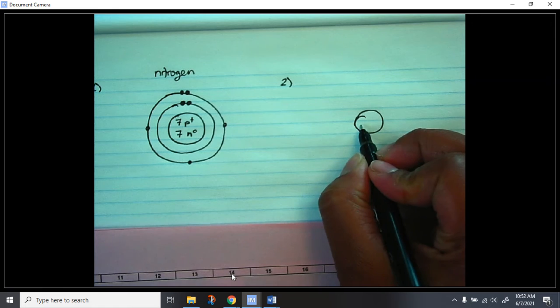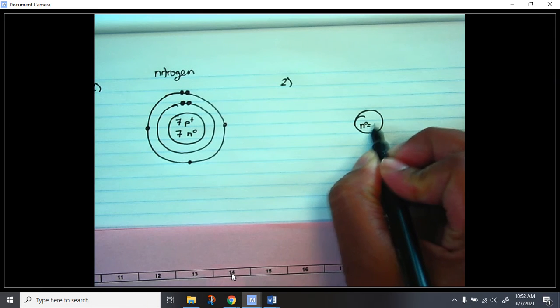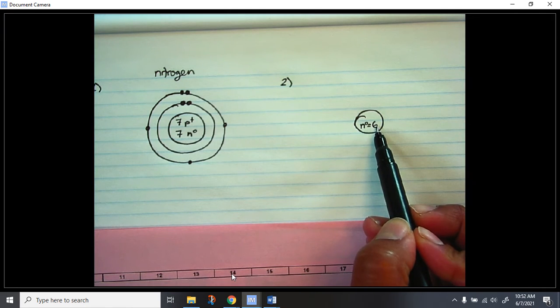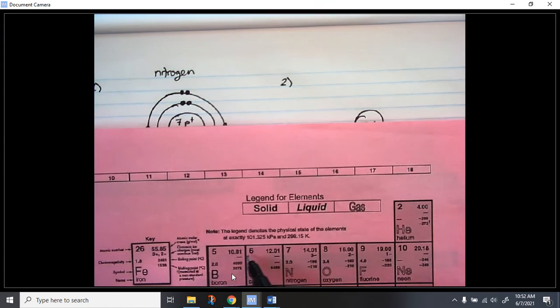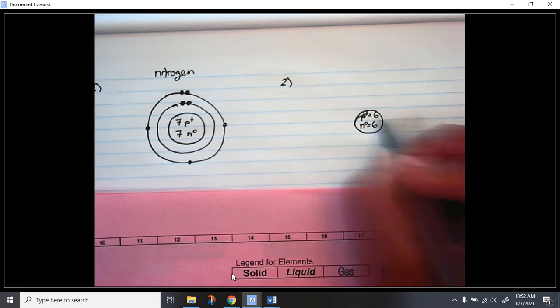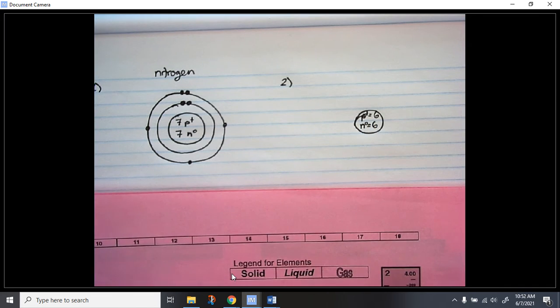Now, another way you can actually do it is this way. n0 is equal to 6. So whether you put the number and the neutron symbol next to it or n0 is equal to that, that's fine. And then the protons is equal to the atomic number. So that's also going to be 6. p+ is equal to 6. Okay, so that's my information inside of my nucleus.